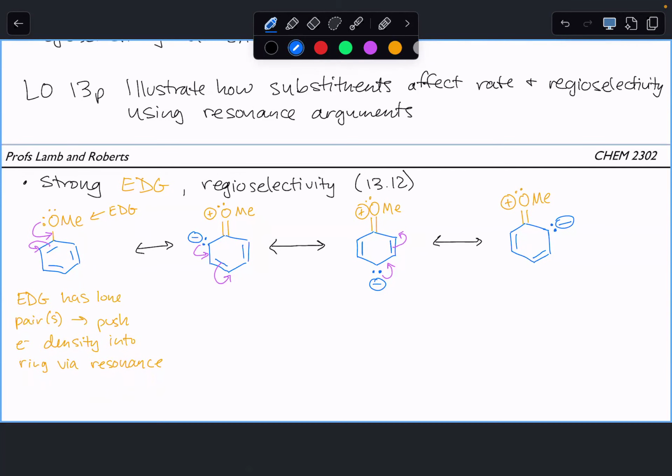Okay, does it make sense how I constructed those resonance structures? Yes.